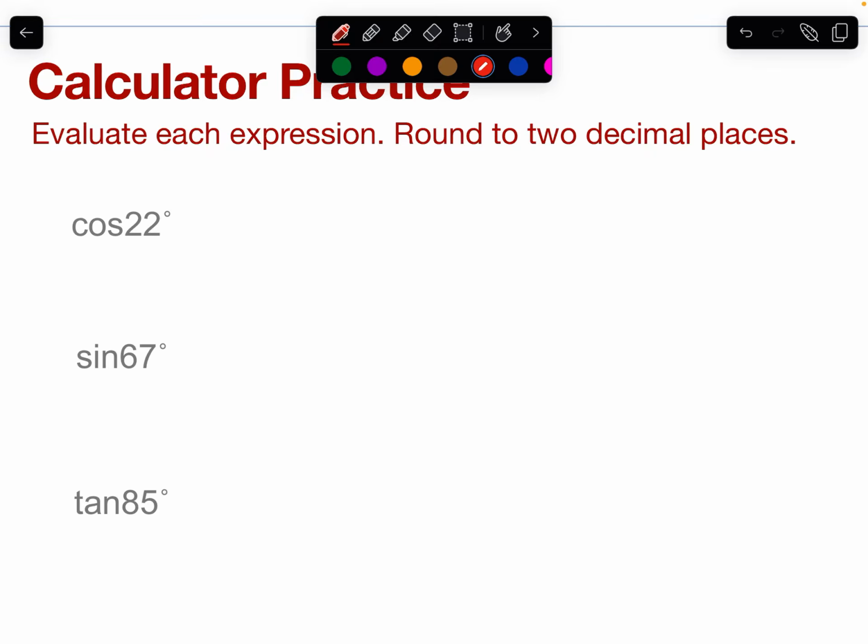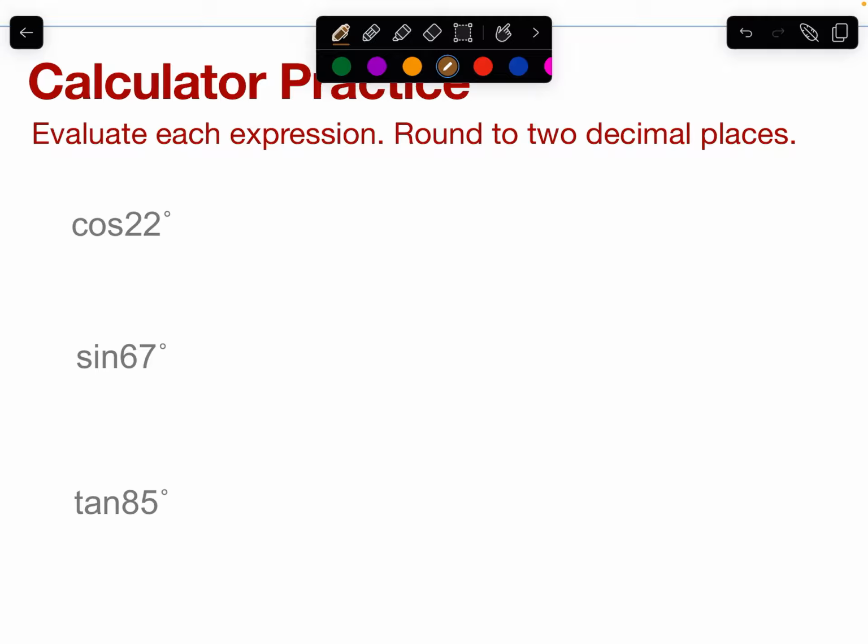And so grab whatever calculator you plan on using, whether it's a handheld scientific calculator or perhaps like the Desmos calculator we like to use in class. But let's practice evaluating sine, cosine, and tangent. Almost all handheld scientific calculators will have dedicated buttons for these three trig ratios.